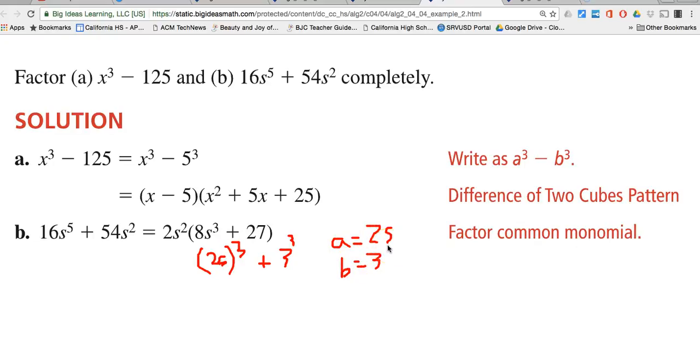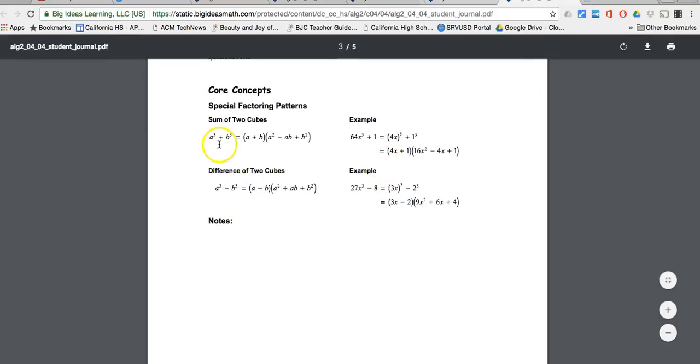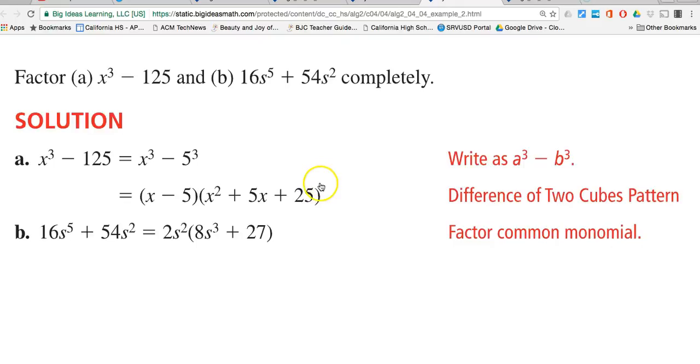So I'm going to go back and show you guys once again this pattern so we can see we've got A cubed plus B cubed. We're just going to plug our A and B values into here. So let's go back to the problem.